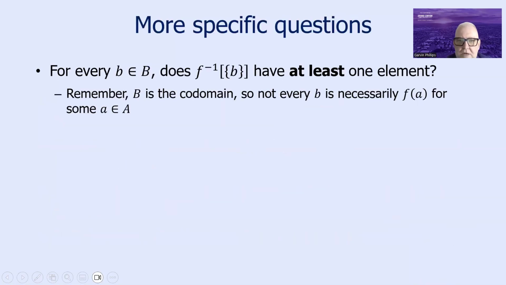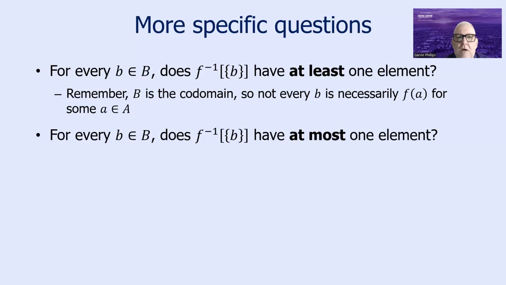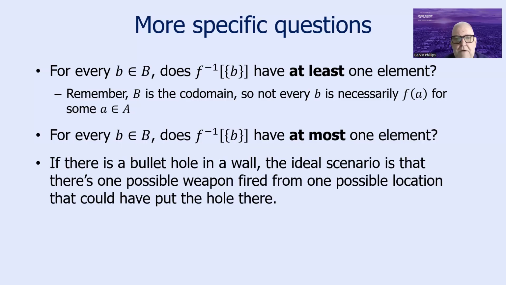So some specific questions. For every B in B, does F inverse of B have at least one element? Remember, B is a codomain, so not every B is necessarily an F of A for some A. So if it has at least one, that has some power. If it has at most one element, so if it has at least one, then it becomes one thing. If it has at most one, it becomes something better.